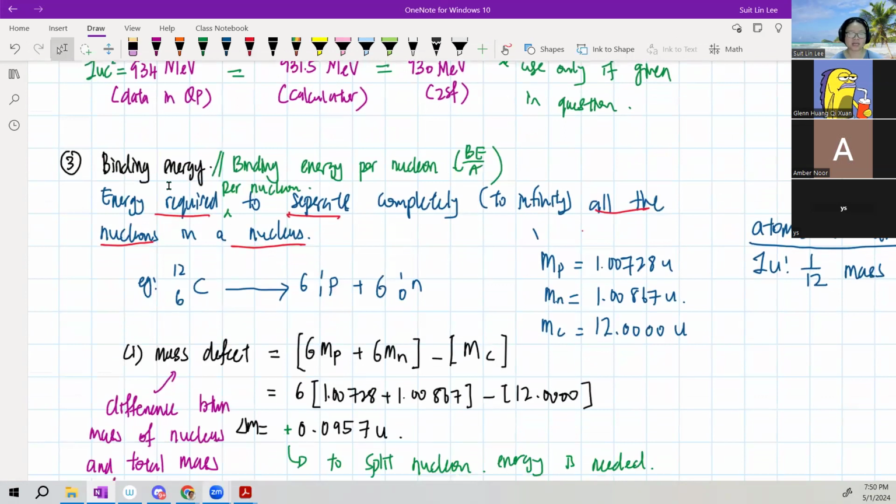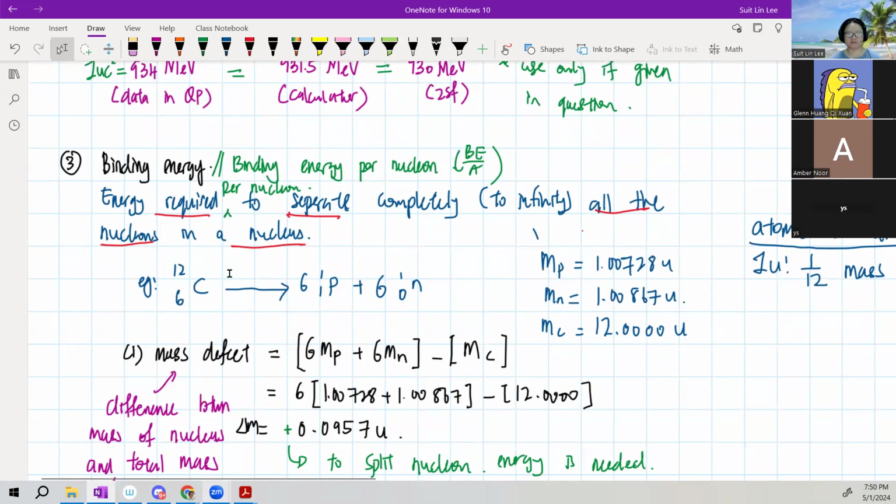So let's say some force or somebody did the work to put the nucleus together, then if I want to separate the nucleons, take out all the protons and neutrons and throw them away to infinity, that will require energy. That will be my binding energy. Okay, so binding energy is basically how much energy we need to separate completely to infinity. Really just take the proton and throw it far away, take the neutron and throw it far away in the opposite direction. All the nucleons in the nucleus.